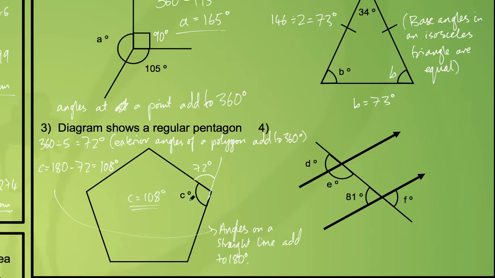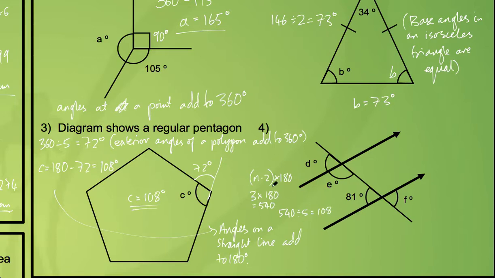The other approach you could use is that the total interior angles add to n minus 2 times 180, where n is the number of sides. So you could have done n minus 2 times 180, that is 3 times 180, which is 540, and then divided that number by 5 to get each interior angle. 540 divided by 5 is 108. So that was another method you could use.